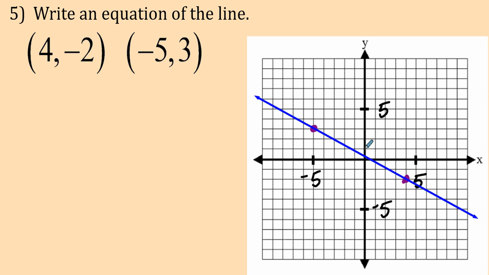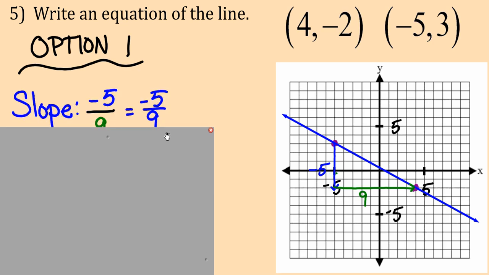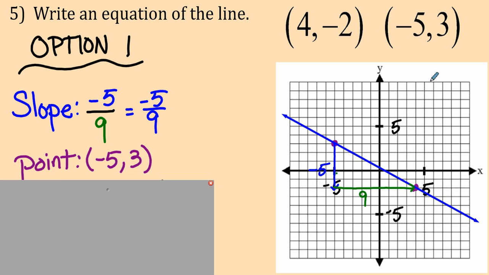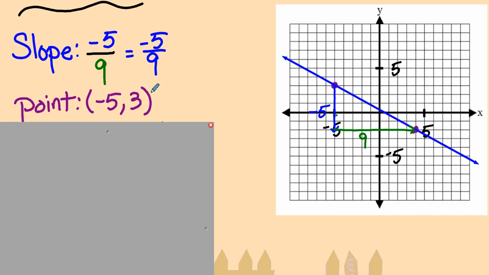However, it's not on a grid line. So putting this equation into slope-intercept form would not be the best choice. So let's find the slope and see how we can use that with one of our points to write the equation. We know that we're going down 5 units and to the right 9 units, so our slope would be negative 5/9.